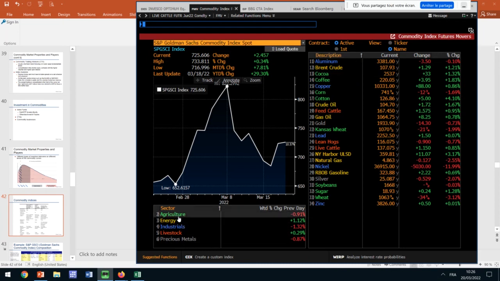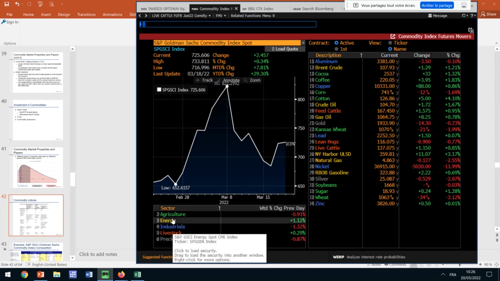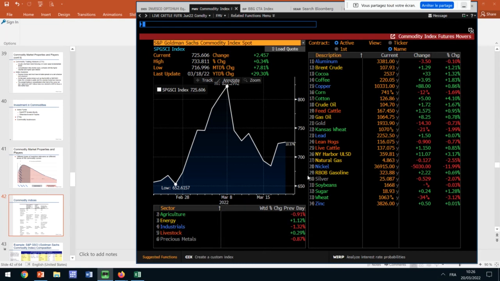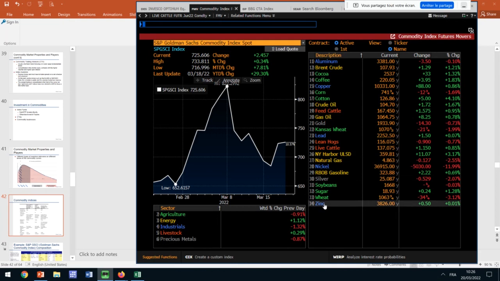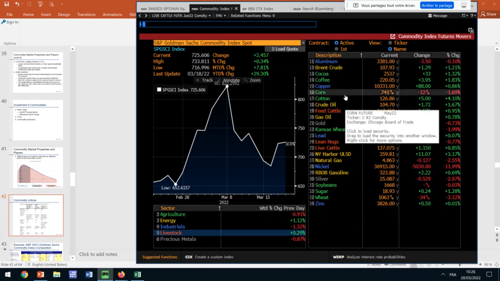The color tells you what's in there. You have green for agriculture, yellow for energy, blue for industrial metals, red for livestock, and gray for precious metals. So we have silver and gold. There are 34 components now. Apparently the number of components has expanded because in my old table we only had 24. We have nickel, zinc, lead, copper, and aluminium. These are the industrial metals.